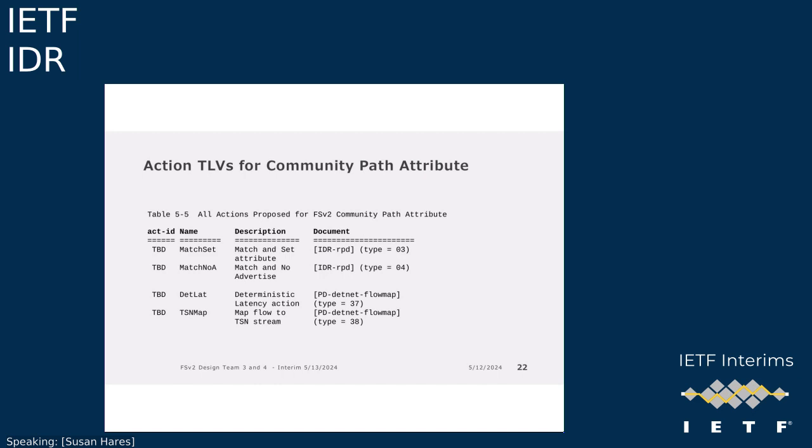There is a draft coming out of the DetNet network to have a deterministic latency action: forward, but put it in this queue, or map to this TSD stream, where these actions have certain functionality that have more parameters. This is not the complex case of the highly dependent, where multiple actions have dependencies. These action proposals are the simple case, where there's simply not enough space to give the details. So, any questions on the ones that we found that simply need more space than the extended community has?